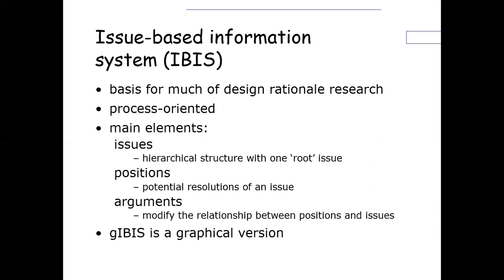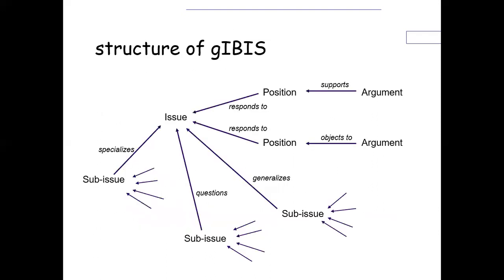So we have gIBIS. It is a graphical version of IBIS. The structure of the design rationale is in the form of a directed graph, which can be directly edited by the creator of the design rationale. So this is depicted with this diagram. Issues, positions, and arguments are the nodes in the graph, and the connections between them are labeled to clarify the relationship between the adjacent nodes.